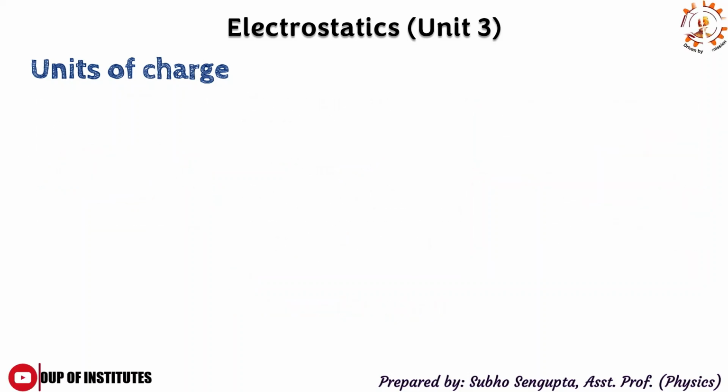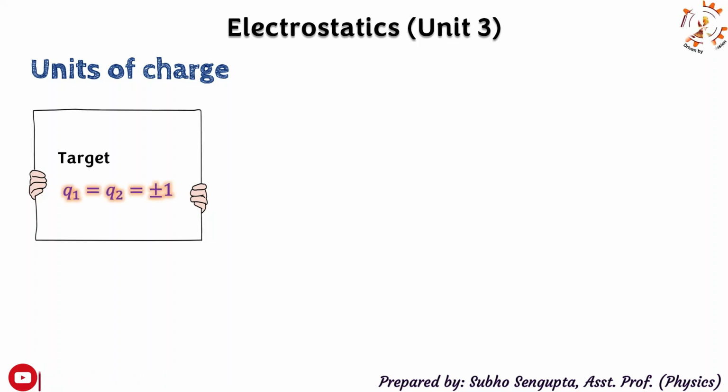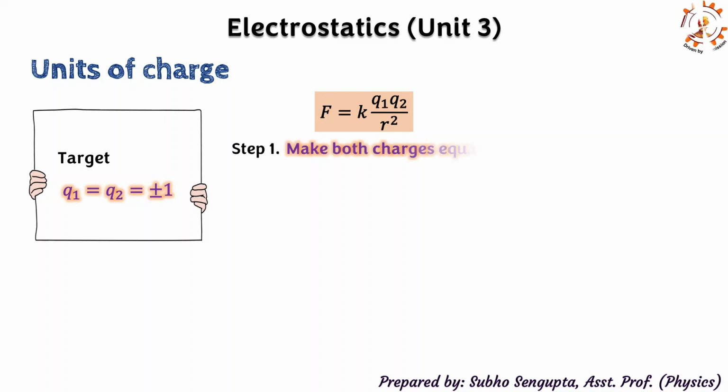Here I will teach you some simple tricks with which you will be able to define unit charge with ease. First, I am writing the general mathematical expression of Coulomb's law, irrespective of medium and system of units. F is equal to K times Q1, Q2 upon R squared. Now, note the following steps carefully. Step 1. Make both the charges equal in magnitude. So, I am considering both Q1 and Q2 are equal to Q.